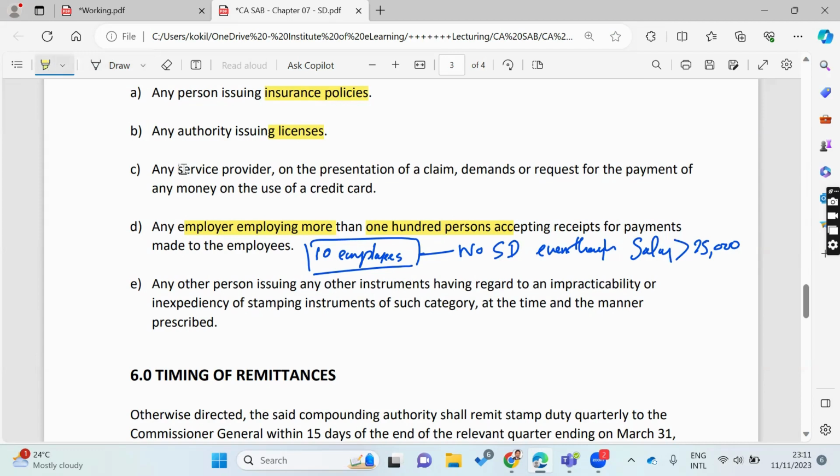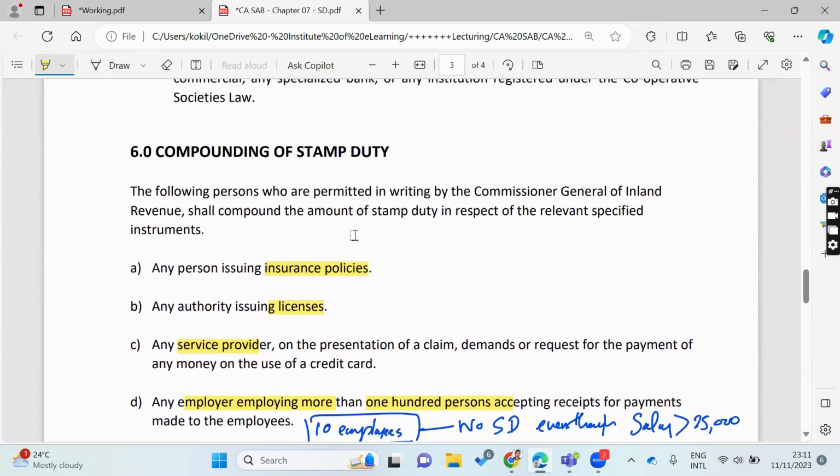This one is the service provider. If a bank is issuing the credit card, the bank will deduct from your credit card and remit it to the Inland Revenue Department. Likewise, the companies that are paying are withholding agents, compounding agents. They will deduct from your instrument.